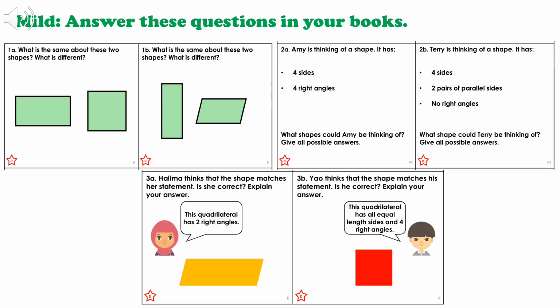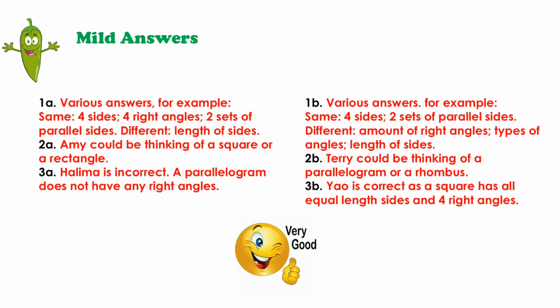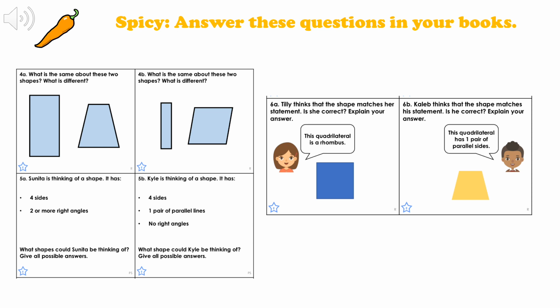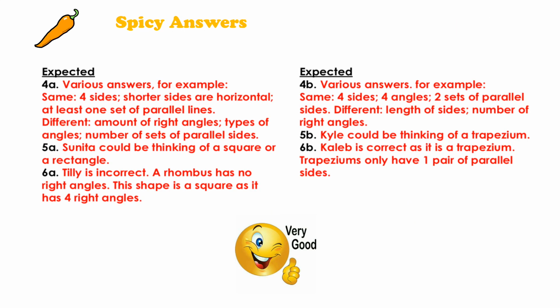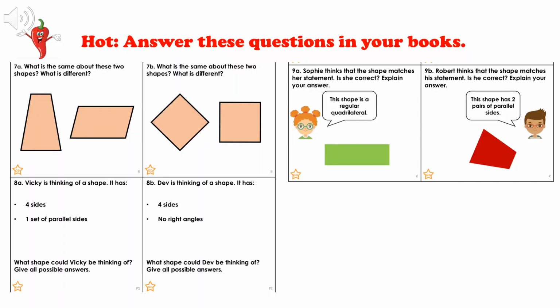On the screen in front of you are the questions for the mild group. You need to read through the questions and then write the answers in your book. The answers will follow on the following slide. On the screen in front of you are the questions for the spicy group. You'll need to read the questions through, answer them in your book, and then the answers to these questions will follow on the next slide. Here are the questions for the hot group. You will need to read the questions through, answer them in your book, and then the answers will follow on the following slide.